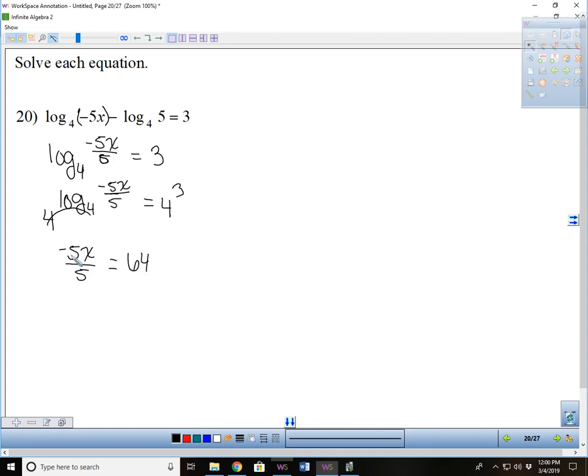And if you look at this, negative 5 divided by 5, that's just negative 1. So you could simplify that. And if you wanted to, you could have simplified it up here as well. So I'll divide by a negative 1. So x is negative 64.